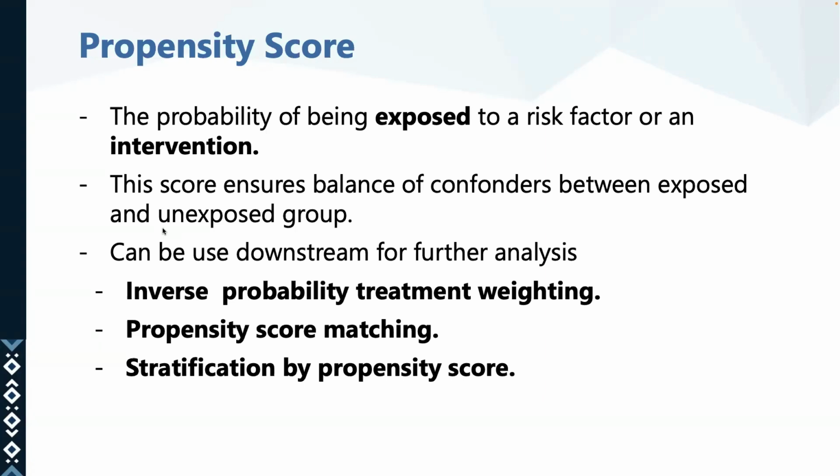So practically, what the propensity score does is that it models the probability of somebody being exposed to a particular risk factor, or if it's in an interventional study, the probability of somebody being in the treatment group.